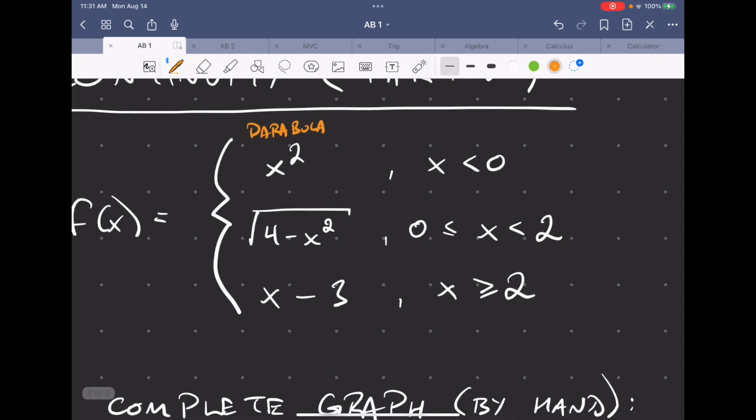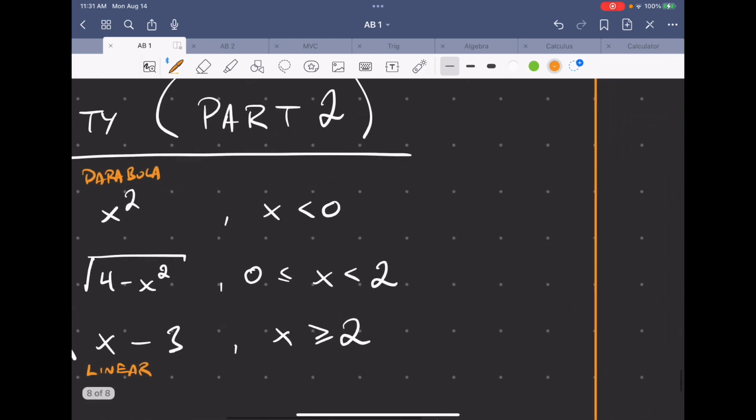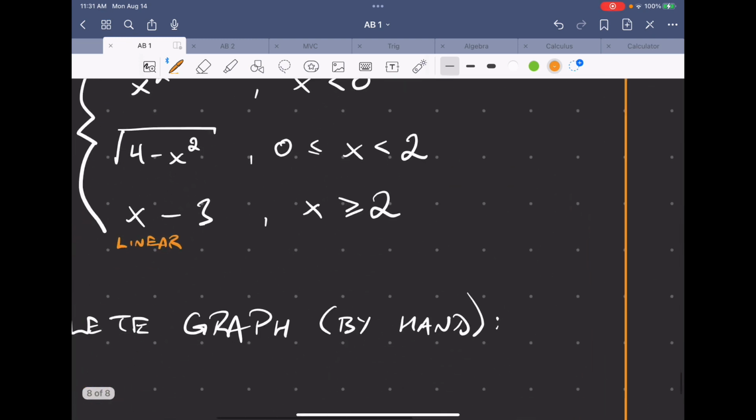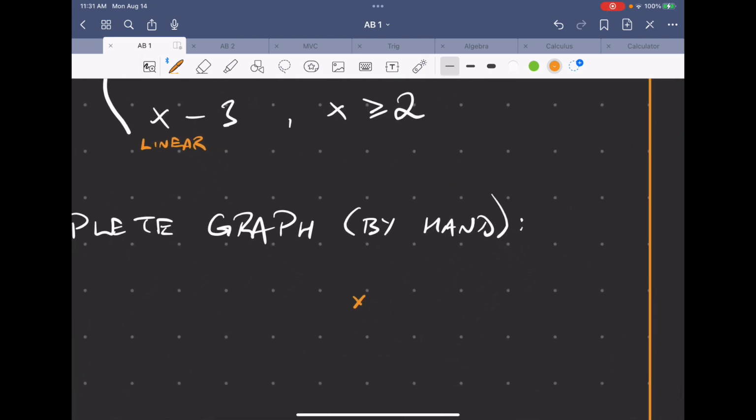Let's skip the middle one and go to the last one. The last one is just linear. This is of the form y equals mx plus b, so that's a linear function. The middle one might be a little bit tricky for you to recognize. A form that you would recognize more clearly is x squared plus y squared equals 4. You might recognize that as the equation of a circle centered at the origin with a radius of 2.